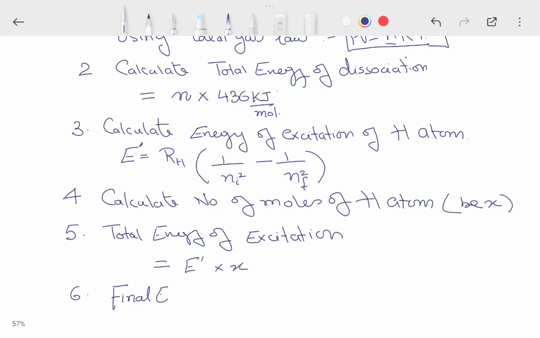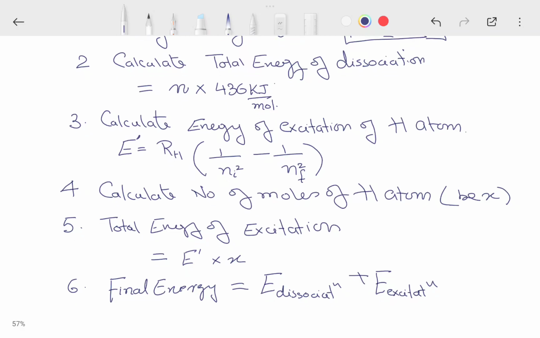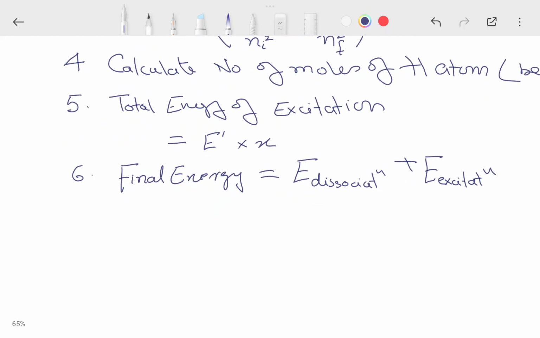And in the last step, we'll find final energy, that is total energy required for dissociation plus total energy that is required for excitation. So this is a bit long solution, so I have to give the overall view how we are going to solve it. Now let's begin solving the question.